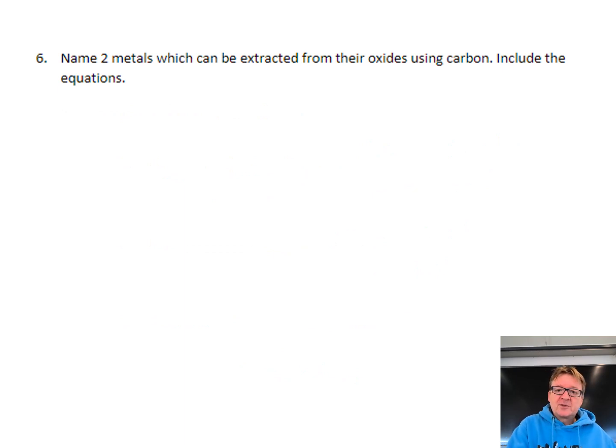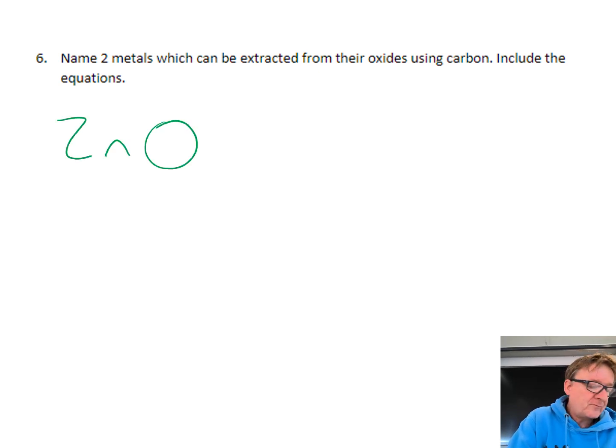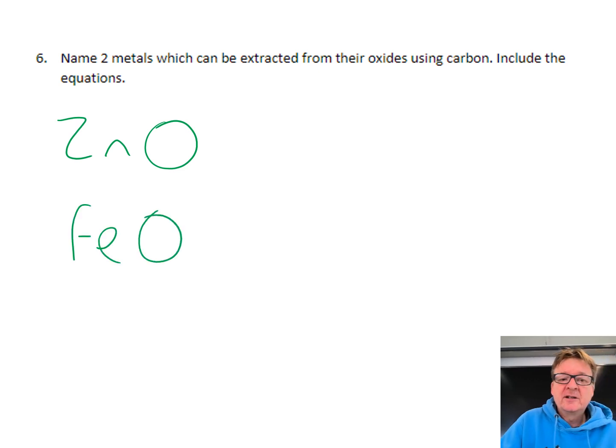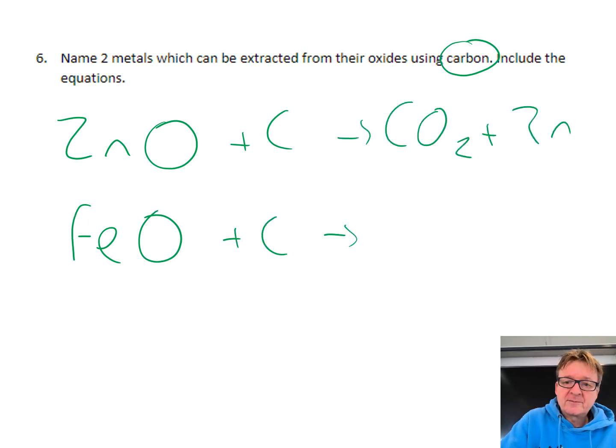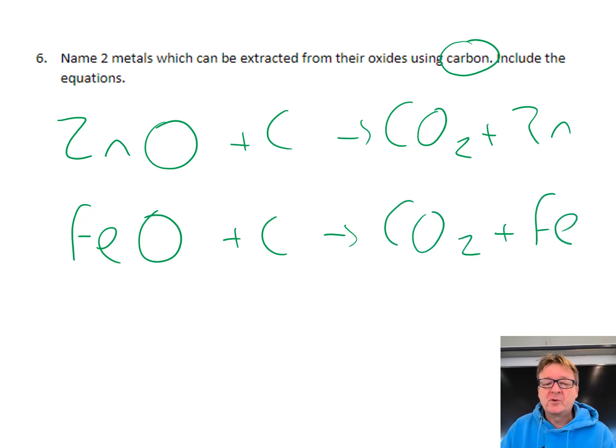Question number 6, name 2 metals that can be extracted from their oxides using carbon. So 2 metals, we could have zinc oxide and we could have iron oxide. The reason I'm choosing those 2 is because they are below carbon in the reactivity series. What we do is react them with carbon and we make carbon dioxide plus zinc, and carbon dioxide plus iron, because the carbon, being more reactive than zinc and iron, displaces them.